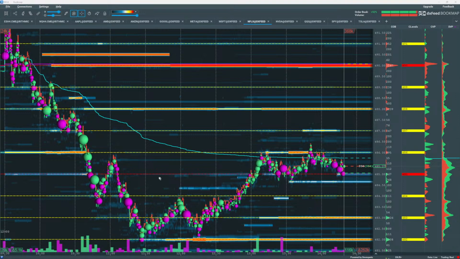So price broke below the 485 call wall, did a retest around that level, double bottom, and now the 485 put wall is acting as support so far today. So, nice short setup in Netflix. All right, let's take a look at NVIDIA.